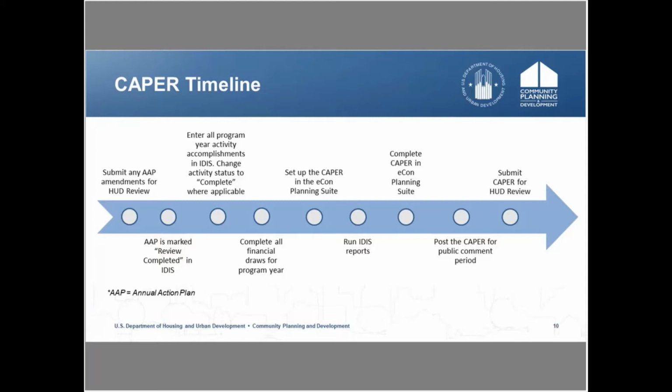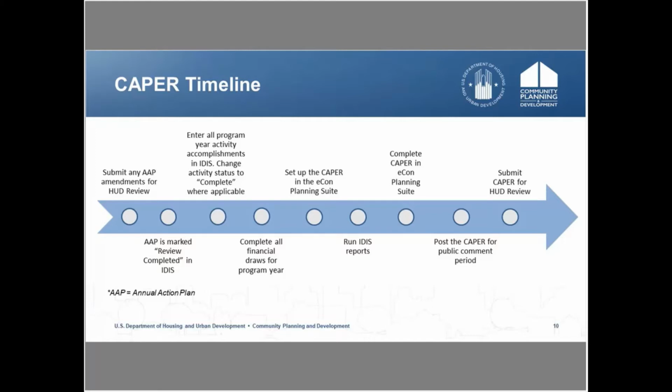All right, so at this point on the timeline, you should enter outcomes and complete activities in IDIS as appropriate given the grant program. You should also complete all financial draws for the program year in the system. And once you've ensured that your action plan is marked review completed, you've entered your outcomes for your activities as appropriate, and you've completed drawdowns for the program year, then you can go ahead and set up the CAPER template in the eCon planning suite.